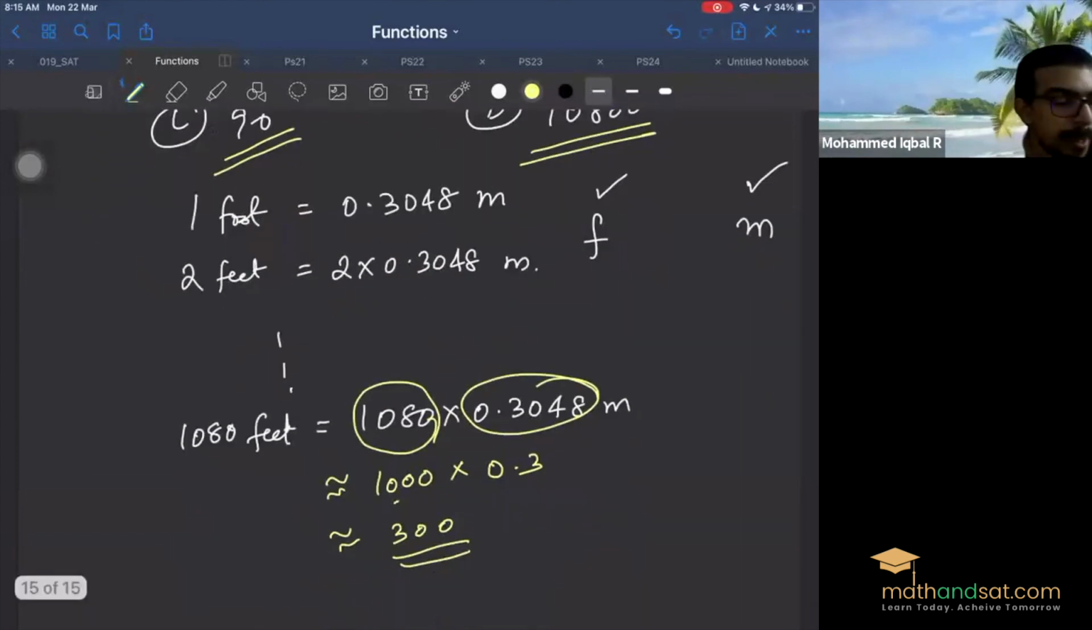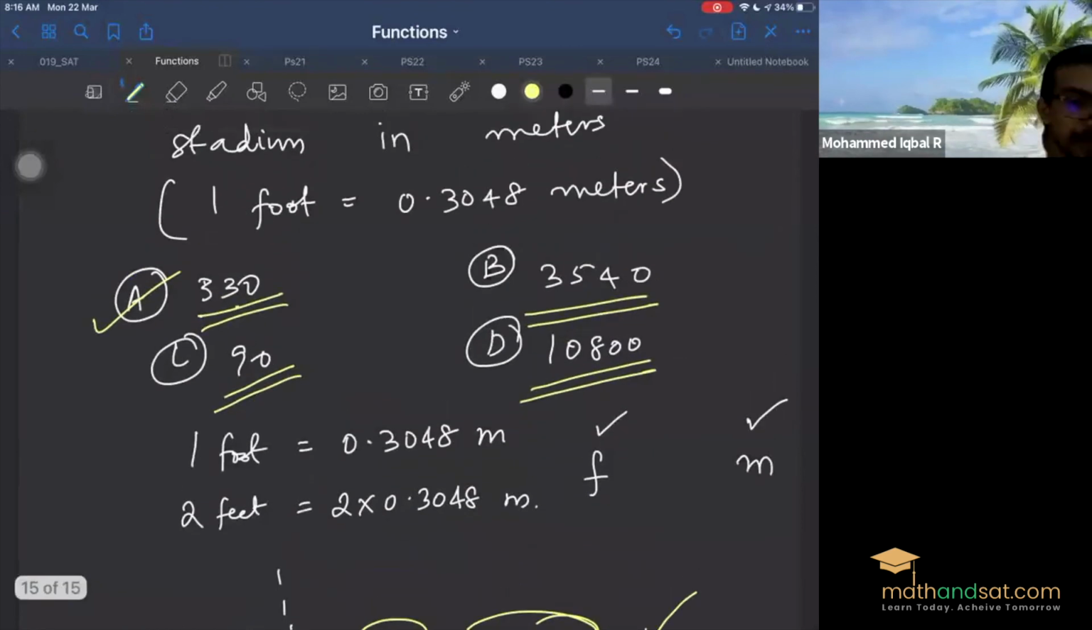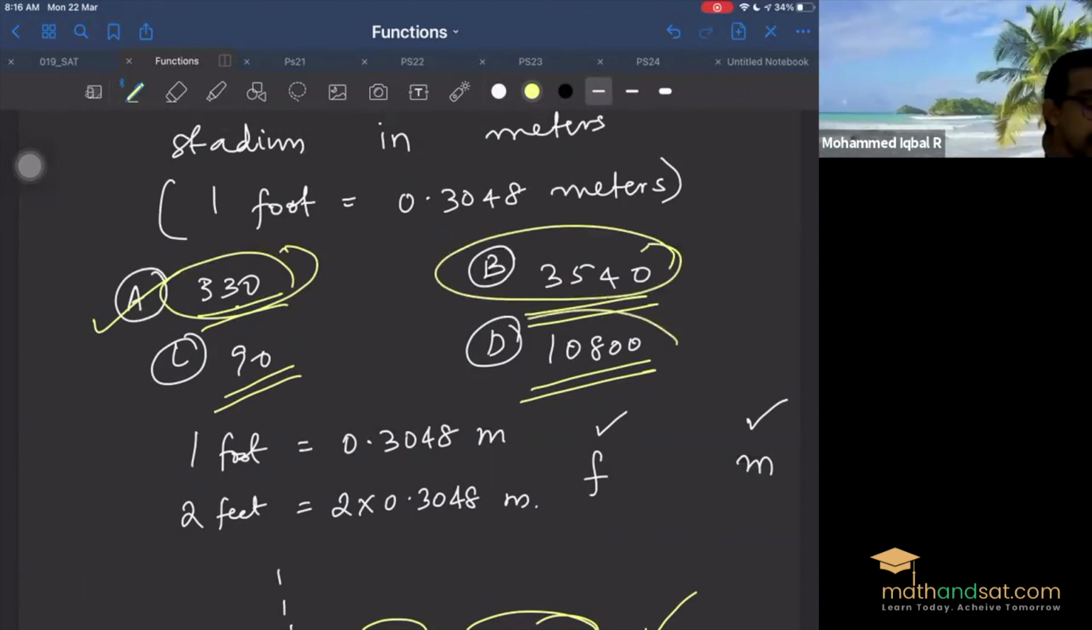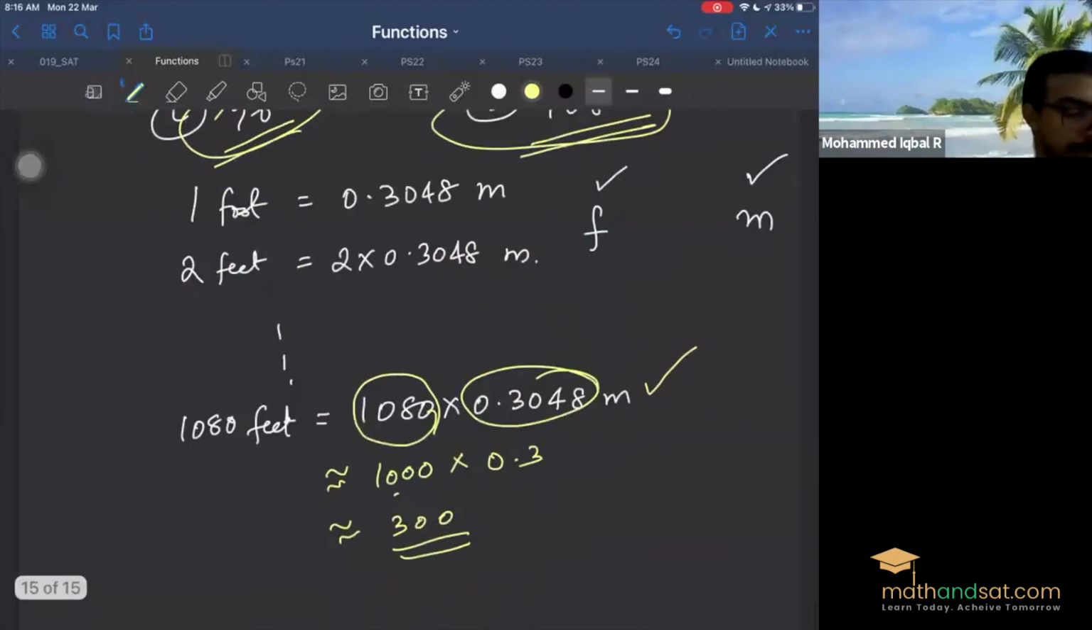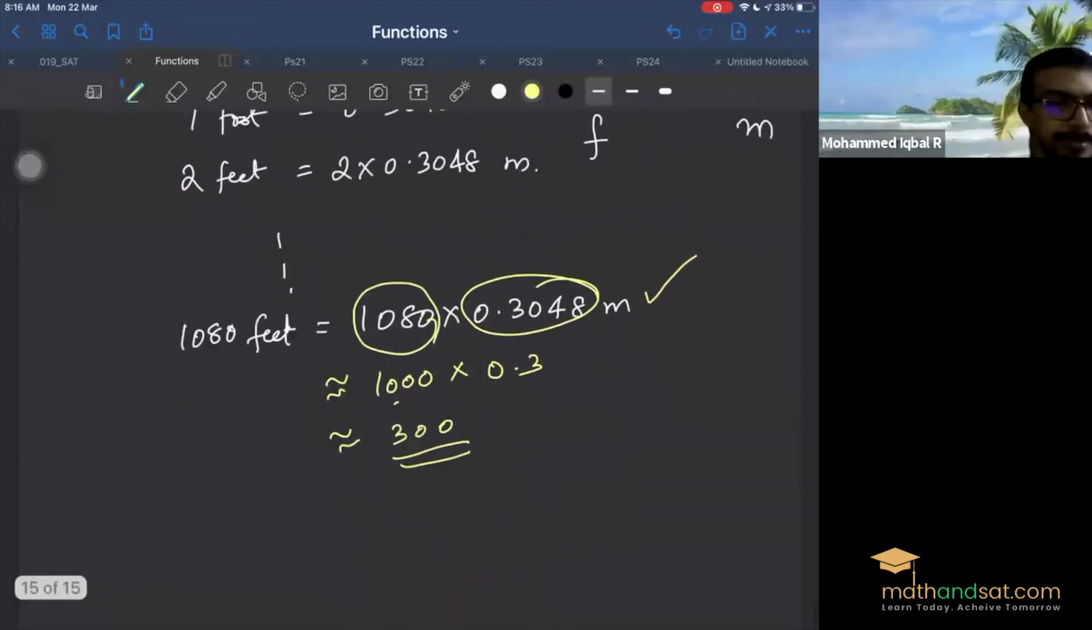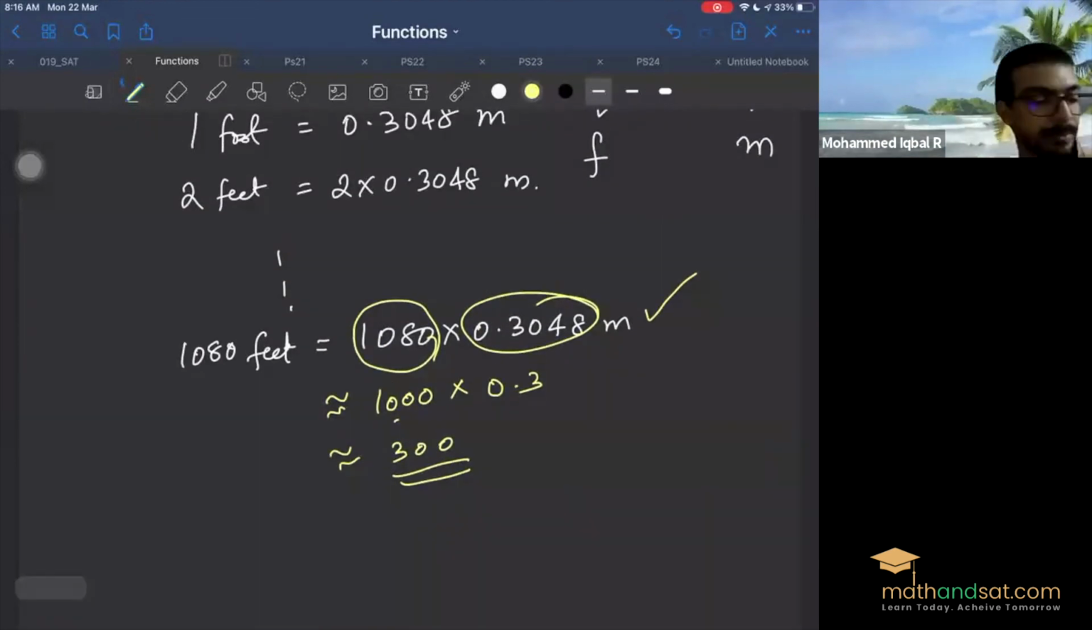If you plug the values into the calculator, you will get the exact answer. But we don't need an exact answer because when you look at the options, there is 330, then 3000 something, then 10,000 something, then 90. These numbers are way apart. There are no numbers which are close, so there is no confusion here. You just need an approximate answer. Is that clear? The answer is close to 300.